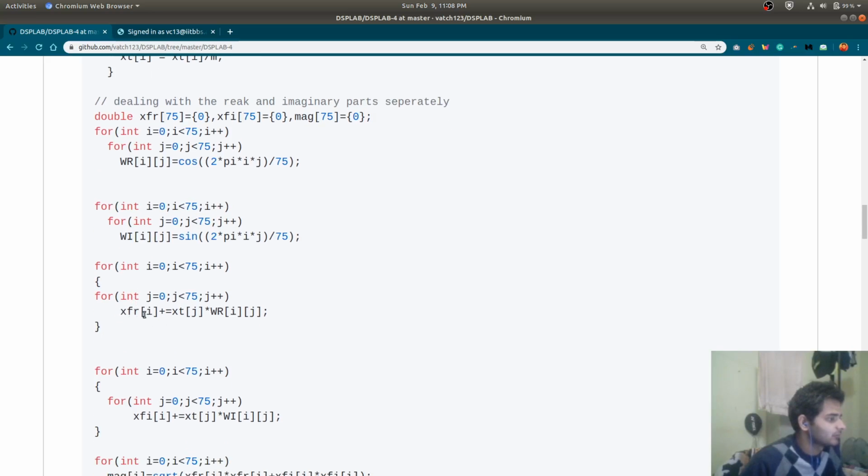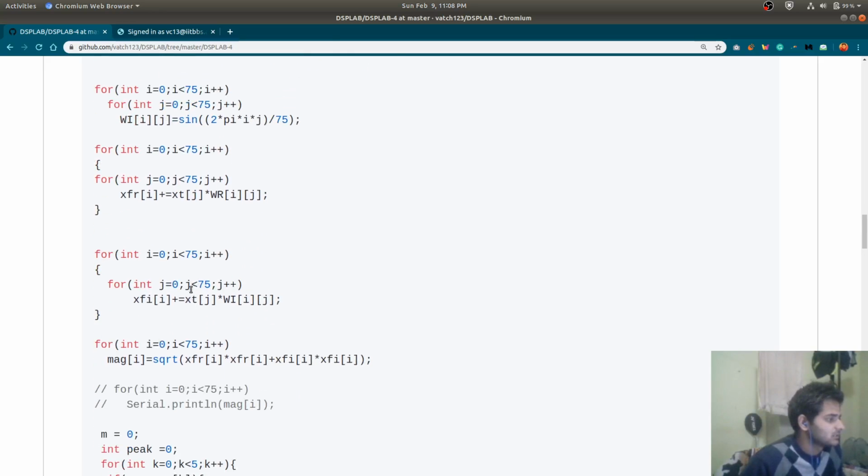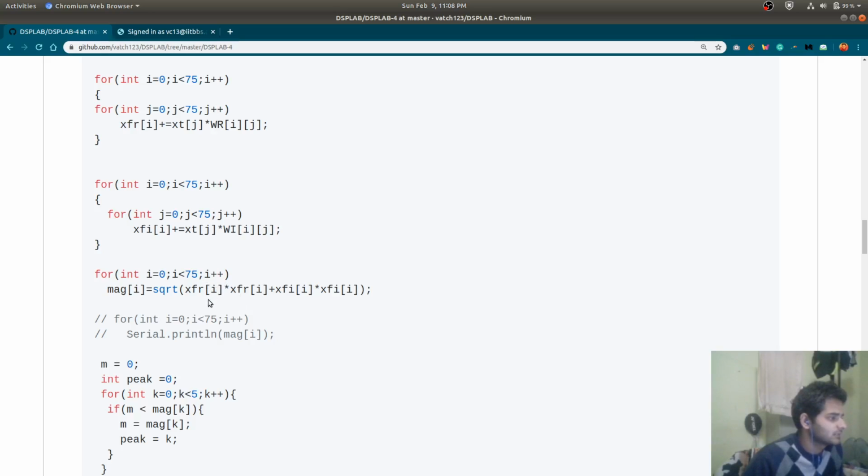Then the real component of the ith term will be the summation of the real components across j. xfr of i is equal to xt of j into real weights, summed over all the j components. Similarly, the imaginary will be xfi of i is equal to xt of j into weights of imaginary, summed across j. And finally, we calculate the magnitude as the square root of the square of real plus the square of imaginary.